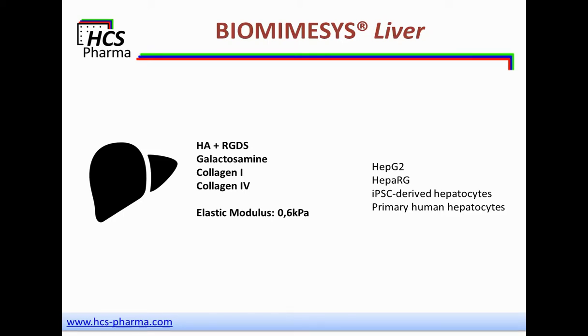Thank you, Zied. So I will take over, and first with Biomimesis liver. This matrix is composed of hyaluronic acid grafted with HCS adhesion peptide, galactosamine, collagen 1, and collagen 4, with an elastic modulus of 0.6 kilopascal. This matrix has already been validated for the culture of cell lines like HepG2 cell line and HepaRG cell line. It has also been used for the culture of primary human hepatocytes. And last but not least, this matrix has also been used for the differentiation of induced pluripotent stem cells into mature hepatocytes.